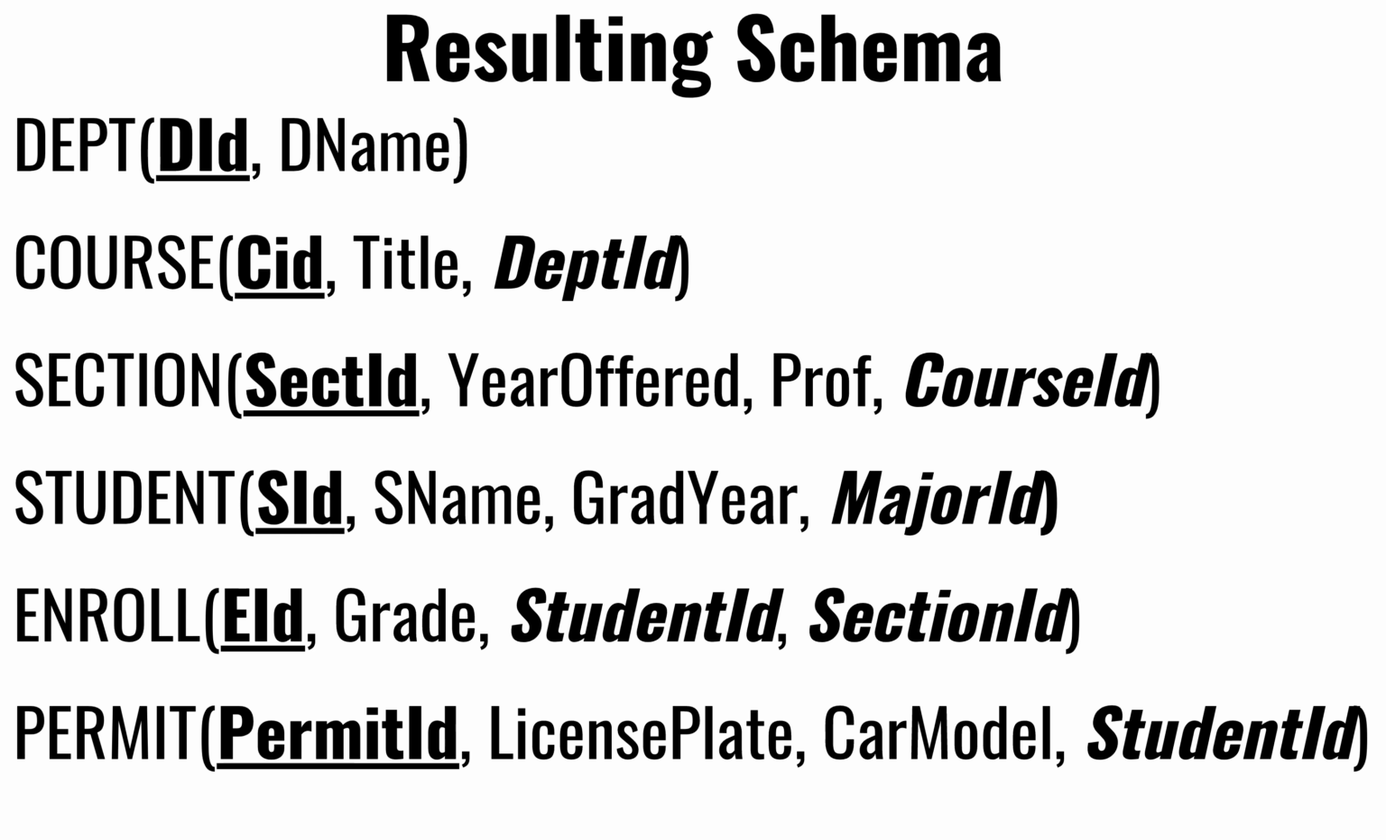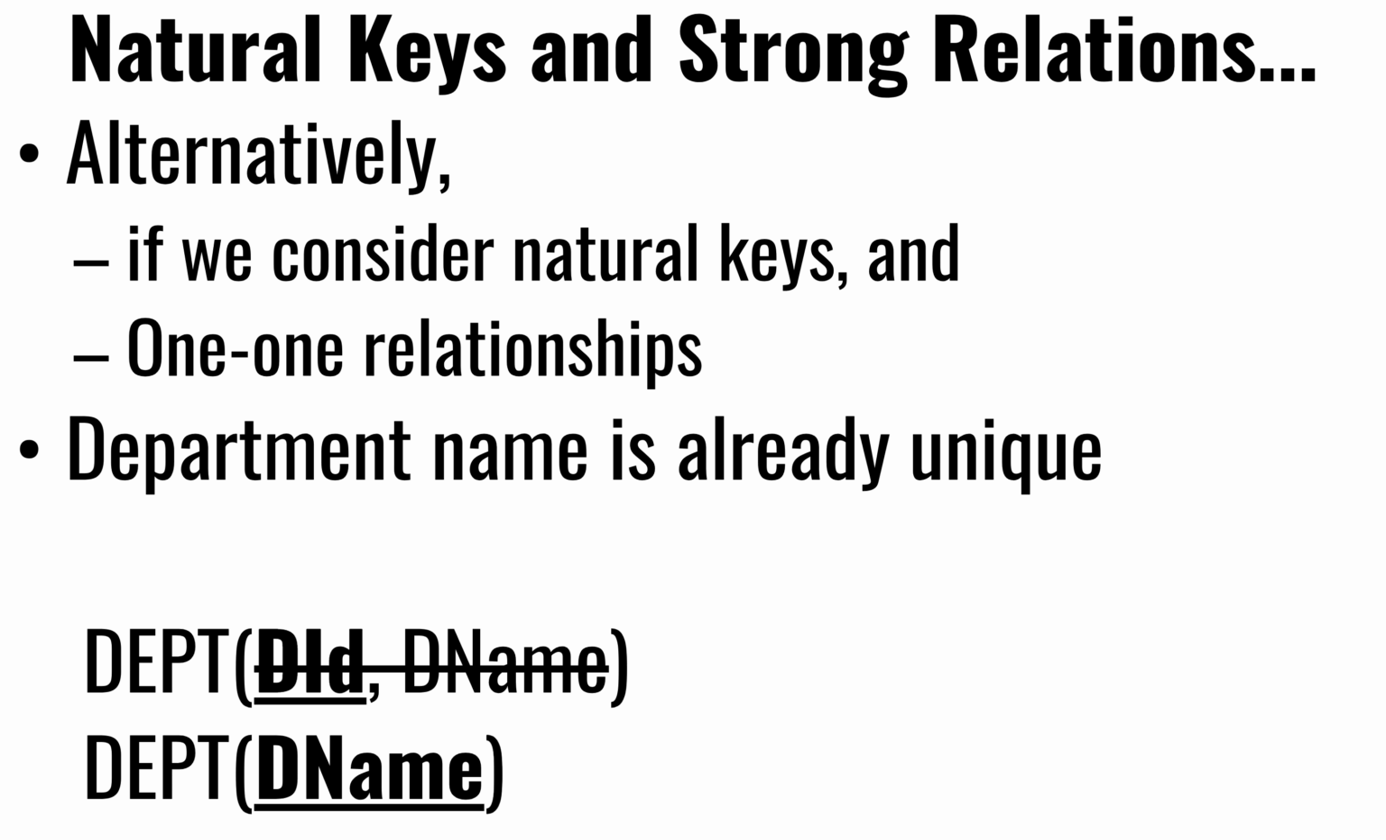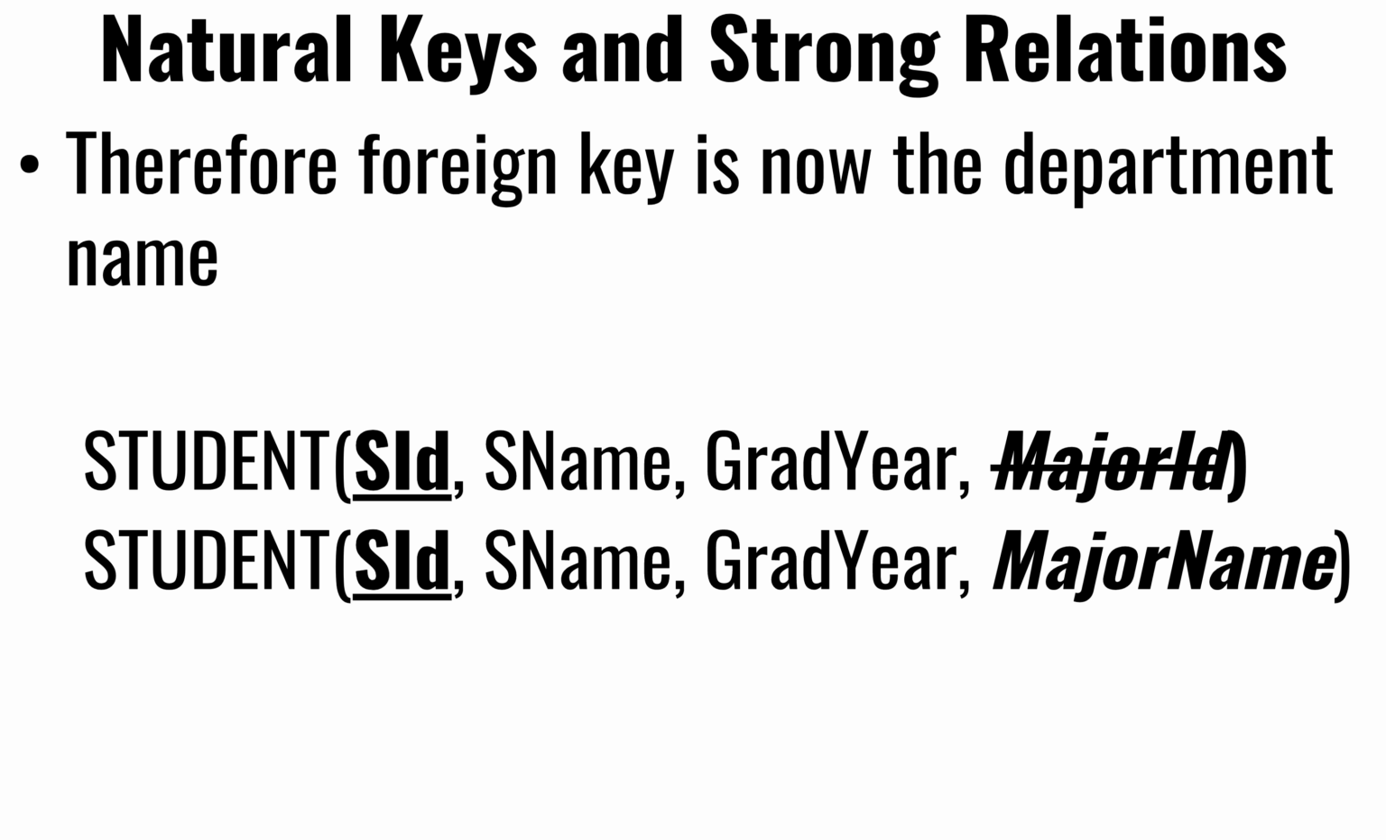Okay, so let's go through that real quickly. For instance, you might decide that the department name is unique enough and just remove the DID and make the department name the primary key instead. If you make that change, you need to go back to the other tables, because there's a whole bunch of tables that are referring to this table. The student is referring to it, the course is referring to it, so you need to change them as well. You need to go back to the student and change, instead of the major ID, the major name, the name of the department. And same thing for the course.